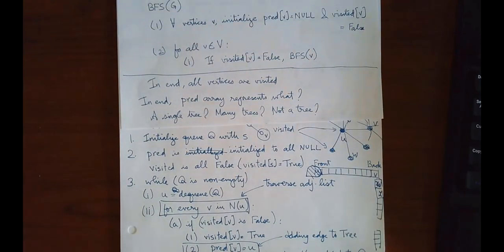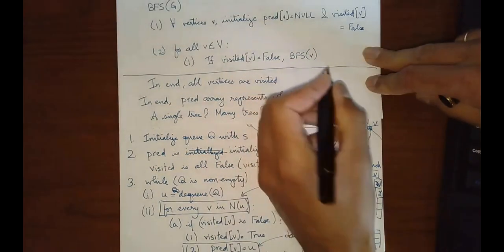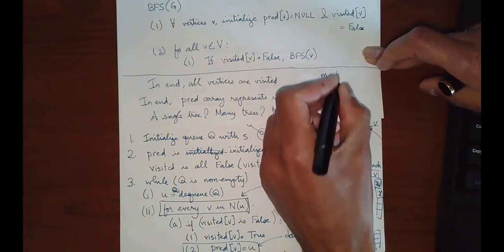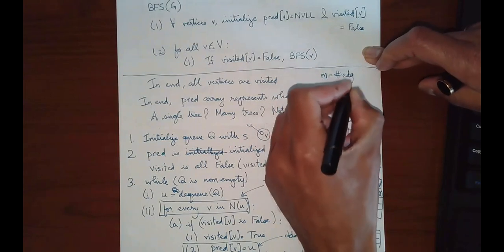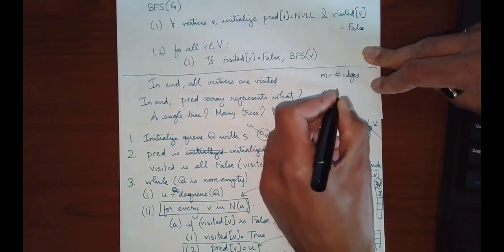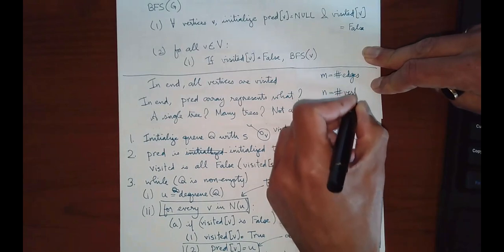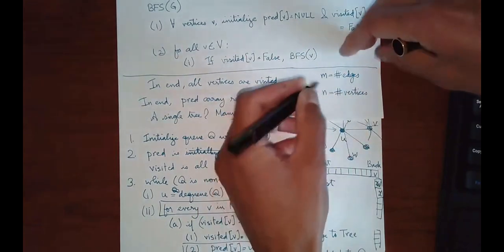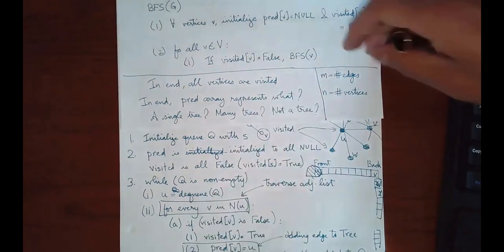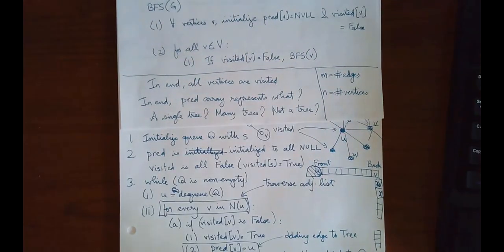So what is the running time parameterized by? There are two parameters. There's m, the number of edges, and n, the number of vertices. Remember, m is the number of edges, n is the number of vertices. And we'd like to parameterize the running time of BFS by m and n. And so how would you do that?